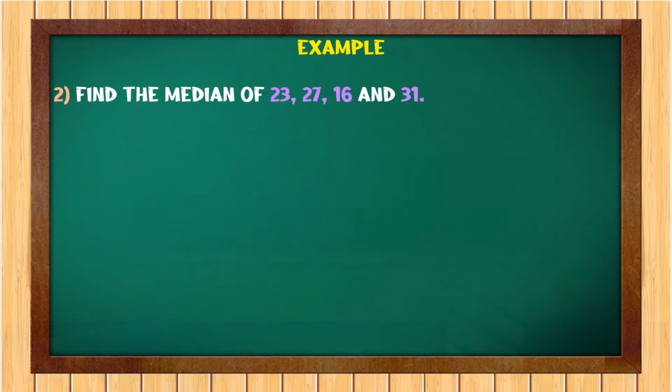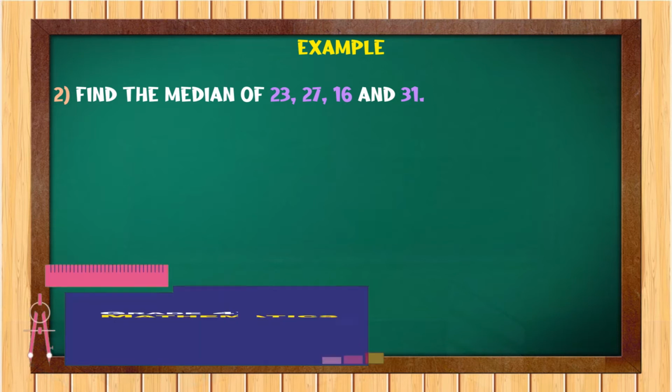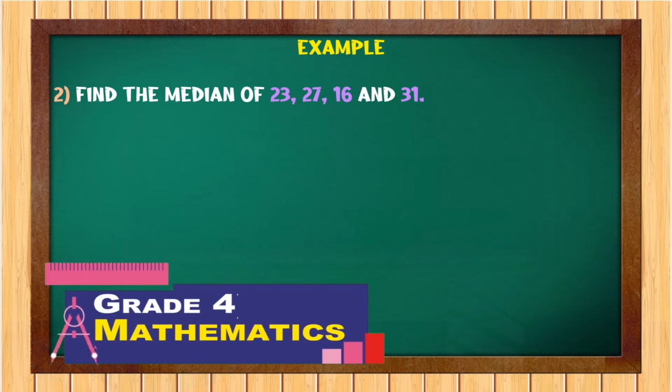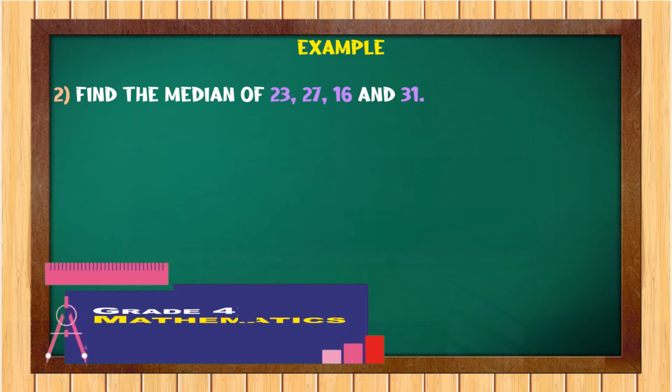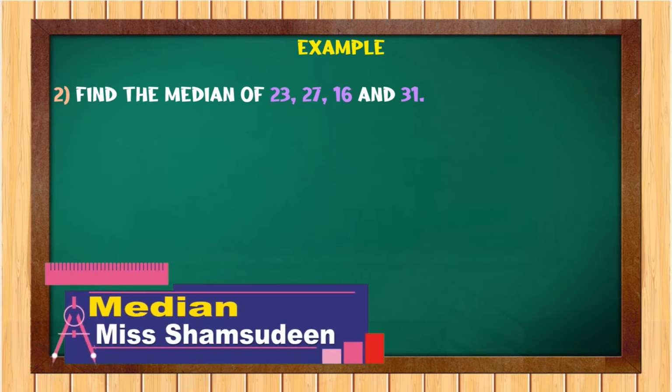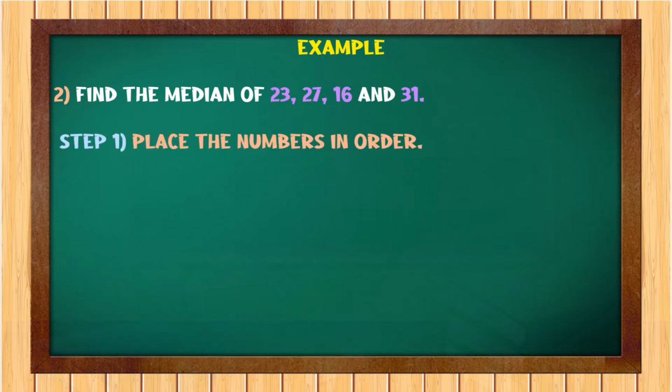Find the median of 23, 27, 16, and 31. Like the first example, the first thing we have to do is place the numbers in order from smallest to largest. So which is our smallest number? 16. So let's write 16. After 16, we would get 23, then 27, and finally 31. So now our numbers are in counting order or ascending order.